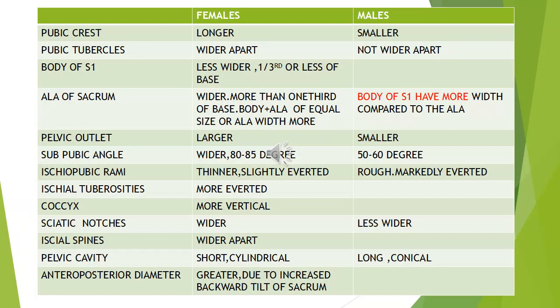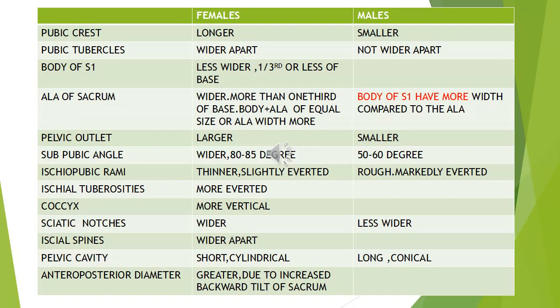Then the next is the sciatic notches. There are two sciatic notches, greater and lesser. First you take the greater sciatic notch. It is wider in female, about 74 degrees, and that is due to the increased backward tilt of the sacrum.